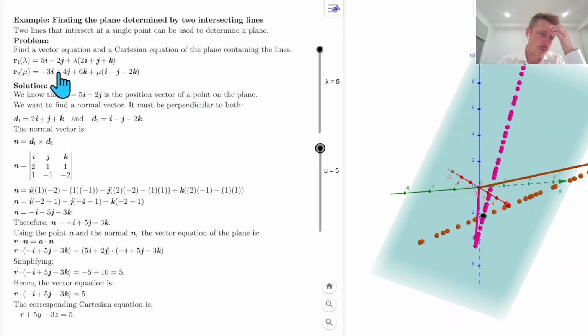Okay, so what we want to do is find a vector equation and a Cartesian equation of a plane containing these 2 lines, 5i plus 2j plus lambda multiplied by 2i plus j plus k. Okay, and this is line 2, right?